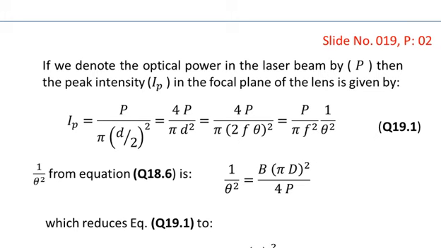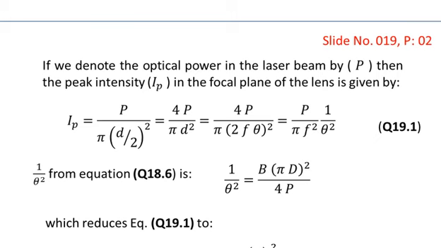If we denote the optical power in the laser beam by capital P, then the peak intensity I_P in the focal plane of the lens is given by I_P equal to the optical power incident on the lens divided by the area of the spot. So this optical power P, which is incident on the lens, is the same as that contained in the focused spot. So the power contained in the focused spot divided by the area of the spot, which is pi into (d by 2) whole squared. So the simplified result is 4P over pi d squared.